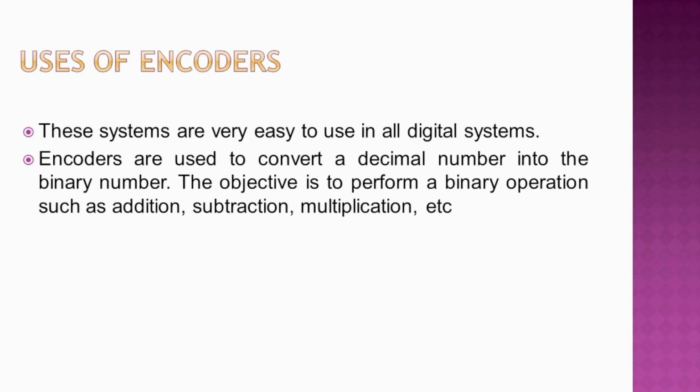What are the uses of an encoder? Encoders are usually used in multi-digital circuits to perform many operations and functions. Encoders are used to convert a decimal number to a binary number. If you are given the number 8, with the help of the encoder you can convert this decimal number to a binary number in 3-bit or 4-bit value.